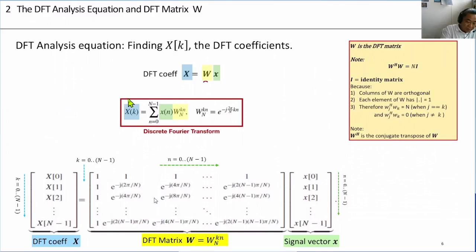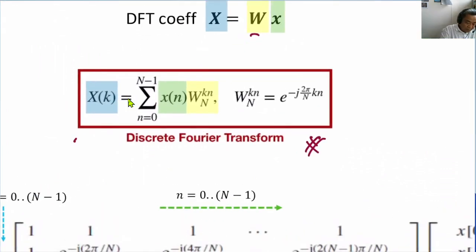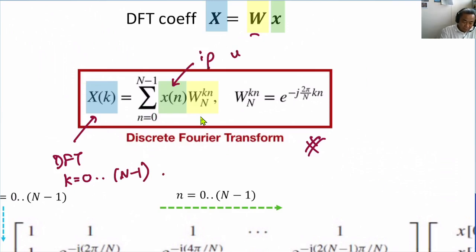In this slide, we'll examine the analysis equation of the DFT. The analysis equation is this. X[k], the DFT coefficients from small k equals 0 to N minus 1, is given by this expression. Small x[n] is the input vector, and it is of N elements, typically real.